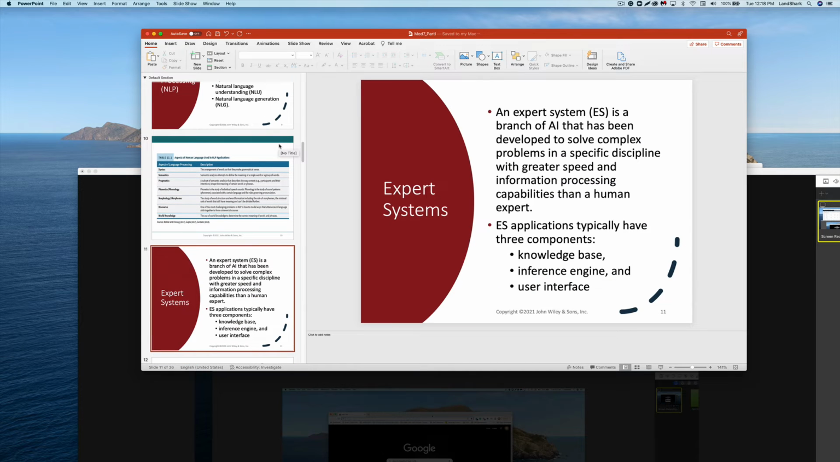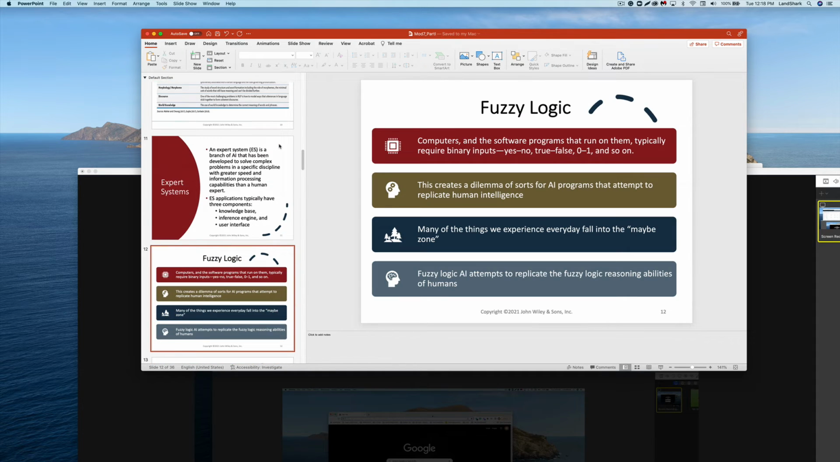So expert systems typically have three components. They have a knowledge base, an inference engine, and a user interface. And that also could be Alexa as well, or Google. Fuzzy logic: many different things we experience every day fall into a maybe zone. This creates a dilemma of sorts for different programs. So there's a lot of fuzzy things here.